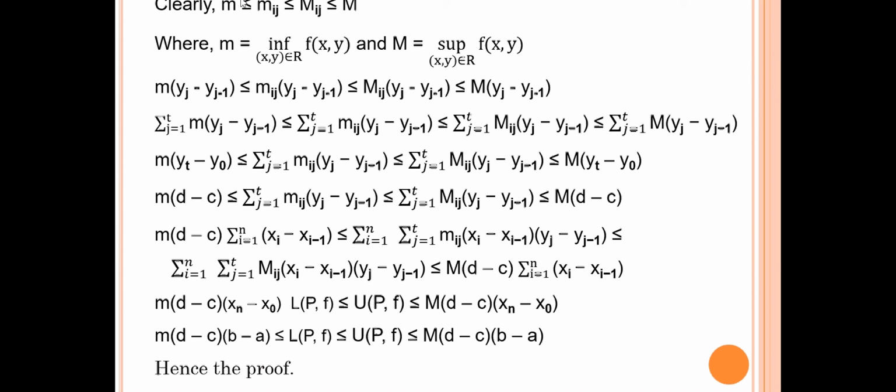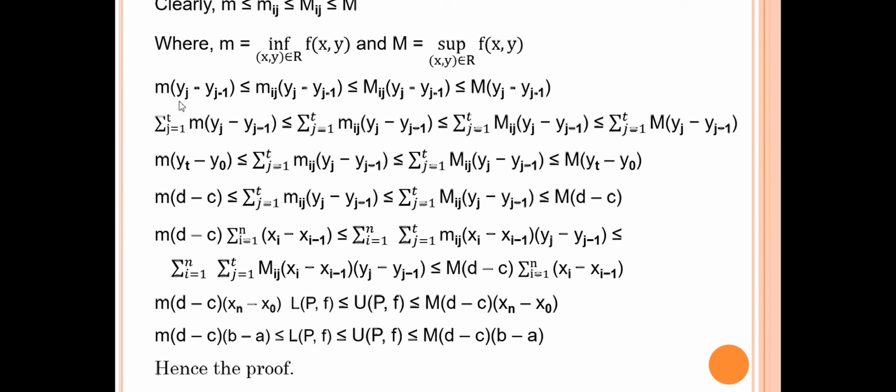And capital M_ij will be less than or equal to capital M, because if you consider any sub rectangle and if you calculate capital M_ij, it will be lesser or maybe equal but not greater than that M, because जो capital M है, वो सुप्रीमम ऑफ द फंक्शन है और वो भी रेक्टेंगल का है, तो रेक्टेंगल का सुप्रीमम will be always greater. So that m is less than or equal to small m_ij, less than or equal to capital M_ij and less than or equal to capital M will be clear to you.